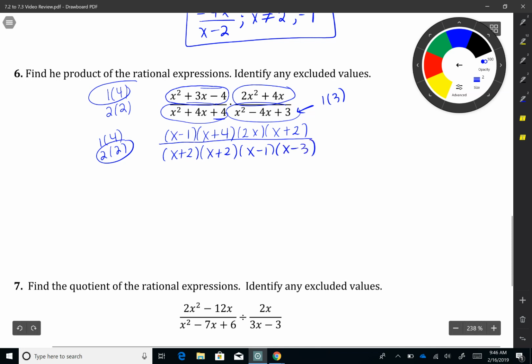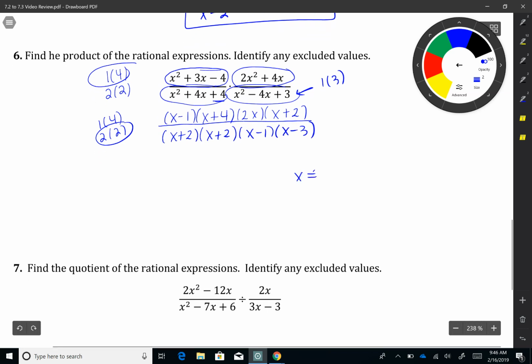All right. Before I start canceling things out, I'm going to do my excluded values first. It would be anything that makes a factor in the denominator equal 0. So that would be negative 2, positive 1, and positive 3. Okay, let's see if we can cross anything out. Looks like I have an x plus 2 and an x plus 2. I have an x minus 1 and an x minus 1. That looks like all I can do. In my numerator, I'm going to write this as 2x times x plus 4 over x plus 2 times x minus 3. And that is the product.